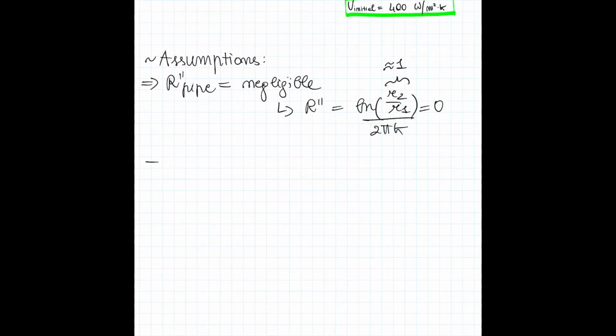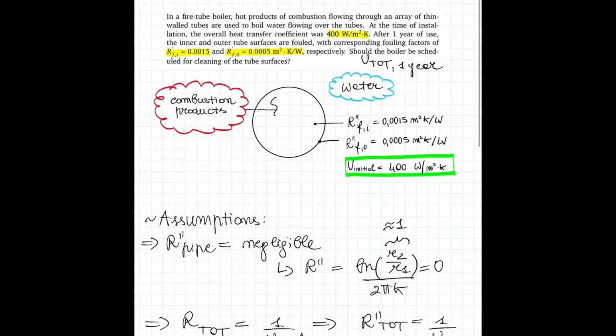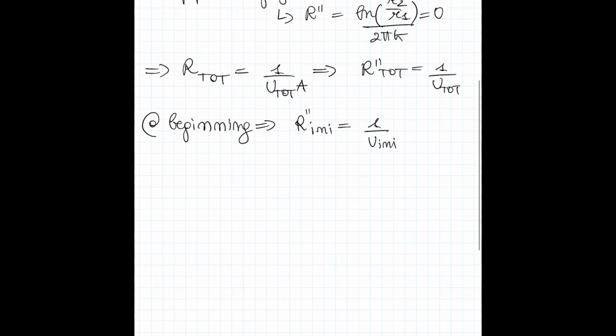Before doing that, please remember that a total thermal resistance of a certain system is equal to the inverse of the overall heat transfer coefficient multiplied by the area crossed by the heat flux. Now in this case we don't have that area, so we can just write R double prime total is equal to the inverse of the overall heat transfer coefficient. Now what happens at the beginning? When we install the system, we just know that R initial is equal to 1 over U initial, which we are given because it is 400 watts per meter squared Kelvin.